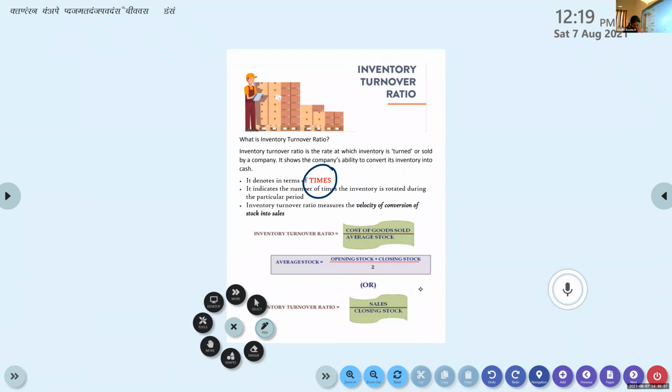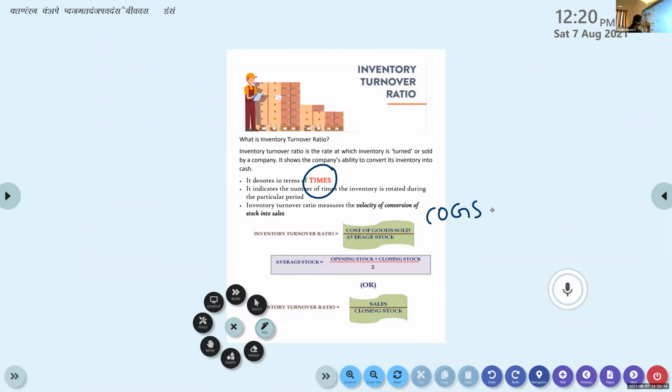So how many times this cycle is being rotated, turning over? So that is stock turnover ratio or inventory turnover ratio. Coming to the formula, inventory turnover ratio is equal to cost of goods sold by average stock. You will find cost of goods sold as COGS.